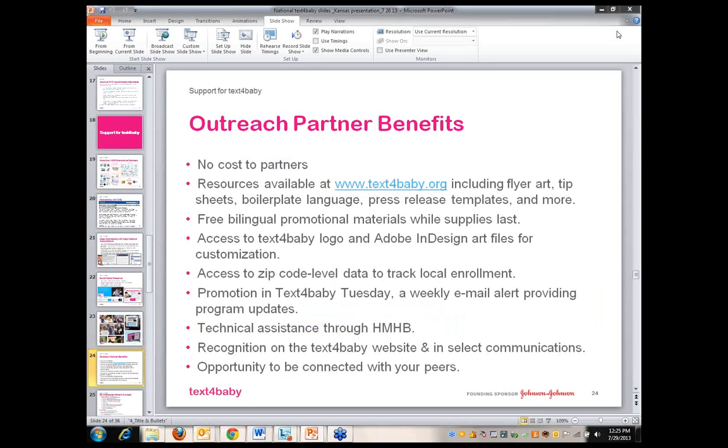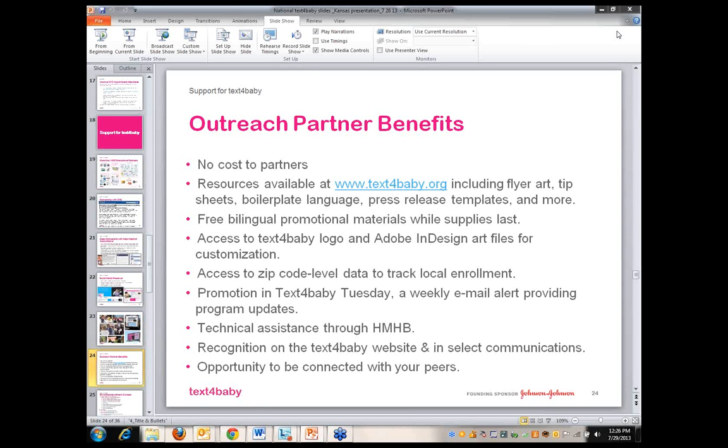So part of signing up and doing a proposal for the mini grants in Kansas, you all, new partners or existing partners, you were already a partner with Text4baby, but you've probably seen what you get now that you all are partners. But just to go over again, there's no cost. All of our resources are free and available to you all. Some of our resources that are available on our website include flyer art, tip sheets, boilerplate language, press release templates. So keep this in mind as you're promoting and getting the word out within your community.